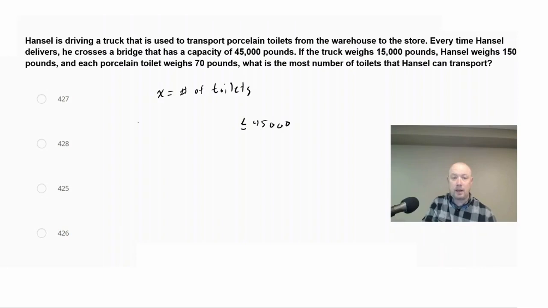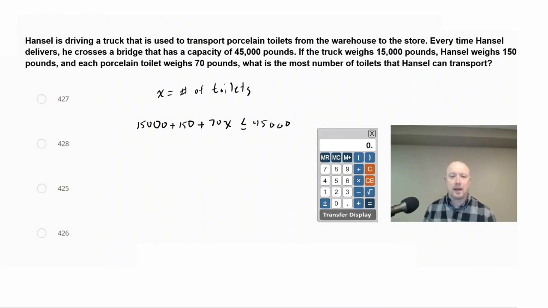So the first thing we know is that his truck weighs 15,000 pounds. Okay, so we have 15,000 plus Hansel weighs 150 pounds. So we have to add that weight in. Plus each toilet weighs 70 pounds, and we're trying to figure out X number of toilets that he can deliver. So we're going to say 70 times X. And now you will have access for any calculations on here. You'll have access to a graphing calculator on screen.